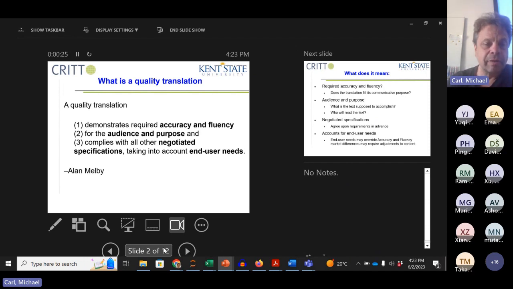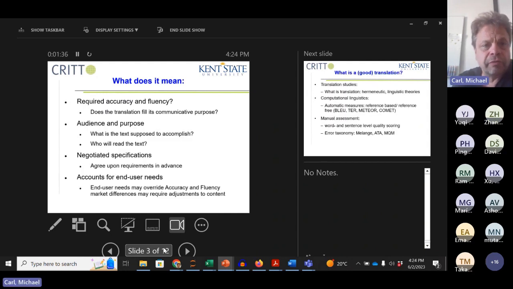And recently it has become very interesting also due to machine translation. Here is a definition from Alan Melby. He says that a quality translation should demonstrate the required accuracy and fluency for the audience and purpose and comply with all other negotiated specifications, taking into account end user needs. Wow, that's a lot of terms, which, well, I guess it makes sense. It's a very comprehensive definition, but each of these terms raises further questions.